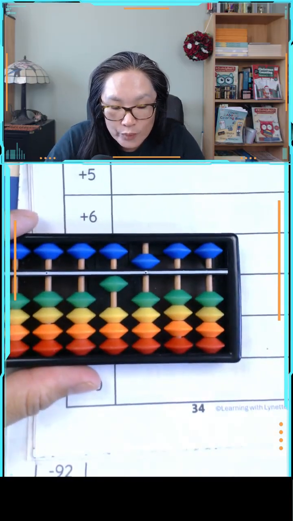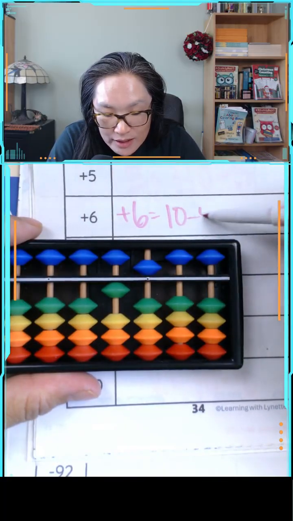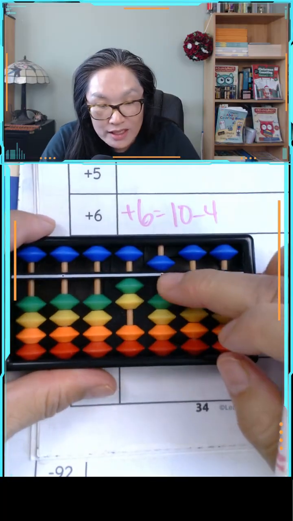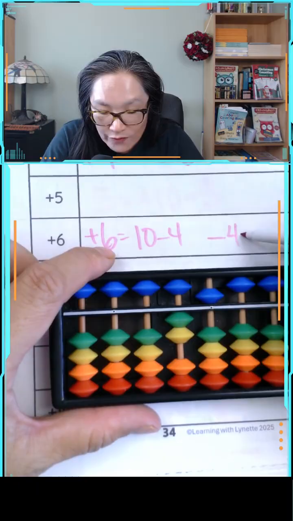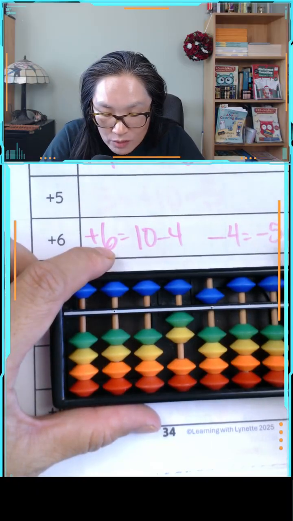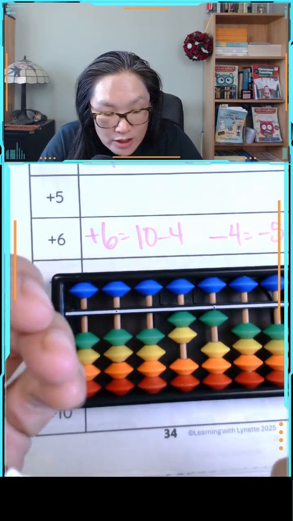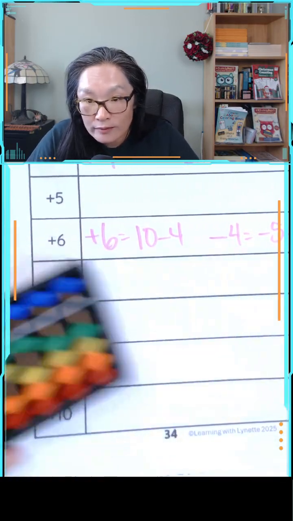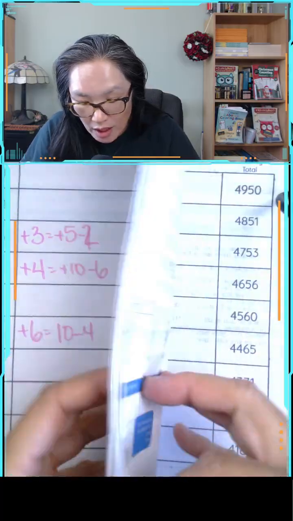So here, when we add the 6, we do plus the 10 minus the 4. Cannot minus the 4. What do we do? We know minus the 4 is equal to minus the 5 plus the 1. So my final answer is 21. And so you keep going. You keep going until you get to 100.